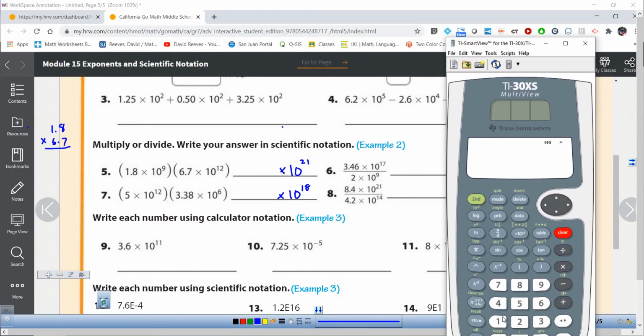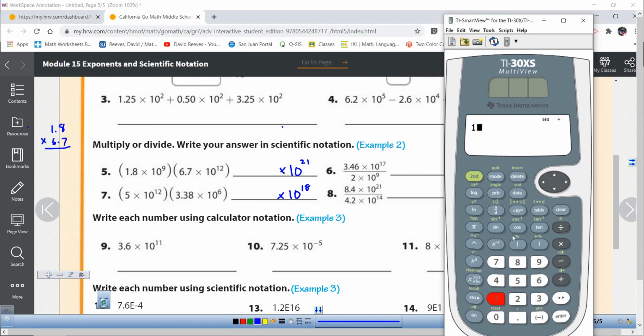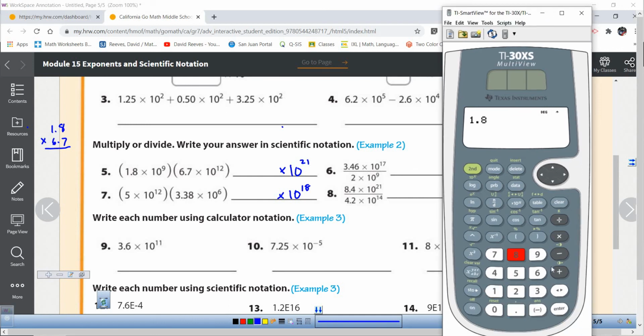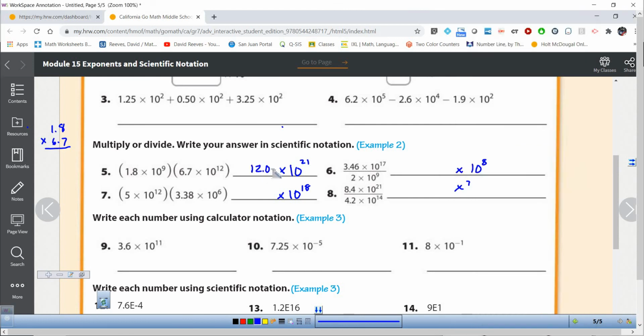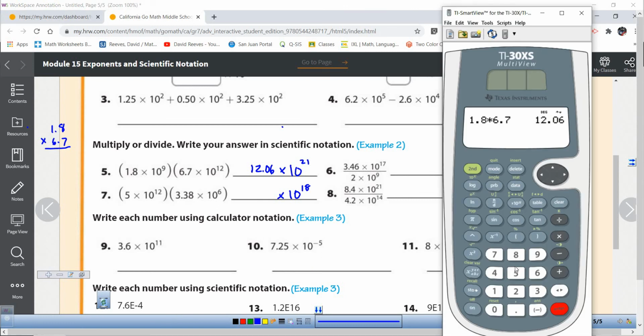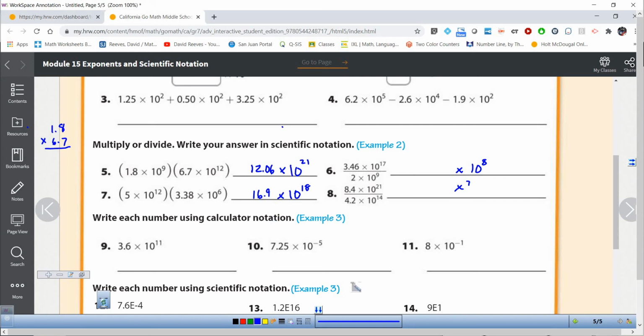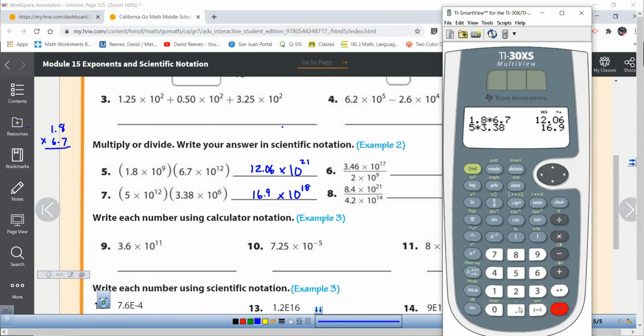You do 1.8. Let me make it so I can actually see all of the keys. 1.8 times 6.7, okay? And you get 12.06. And then for the next one, what do we have? We have 5 times 3.38. That one would go a little faster by hand because one of them is a single digit, but it's okay. 16.9.